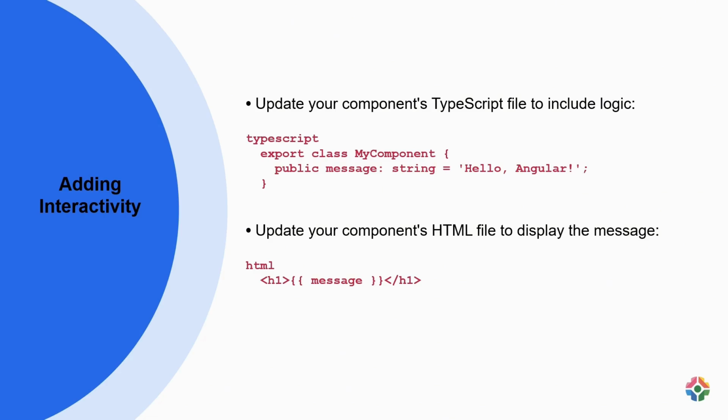Next, in the HTML file of the component, you can display the message by using the property name inside double curly braces. For instance, the message can be displayed within an h1 tag by including {{ message }} in the HTML template. By updating the TypeScript file to include the message variable and the corresponding HTML file to display the message using interpolation, you successfully integrate logic to display the message hello Angular in your Angular component.